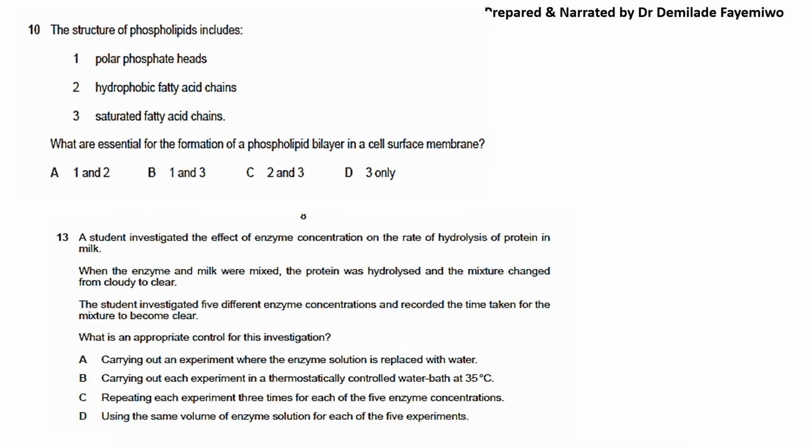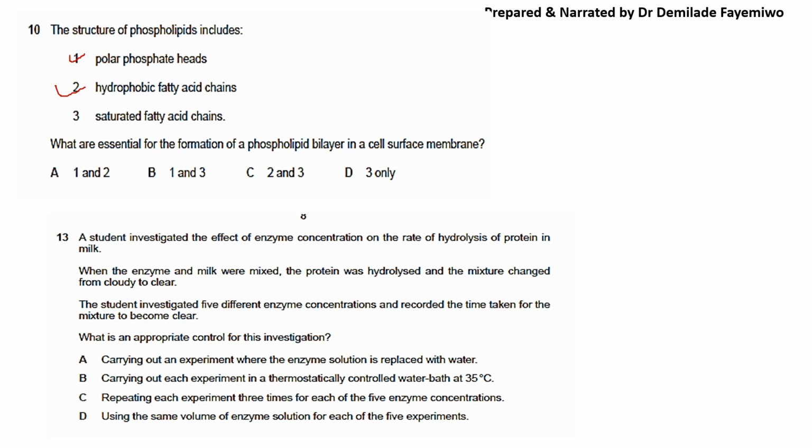All right. Okay, let's look at number 10. The structure of phospholipids includes a phosphate, polyphosphate head. Yeah, that's true. Hydrophobic fatty acid chains. That's true. Saturated fatty acid chains. Well, some of the fatty acid chains have double bonds, so maybe not true, but let's still leave that hanging and look at the question.